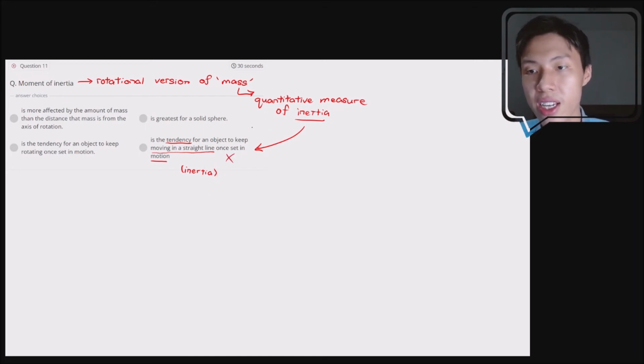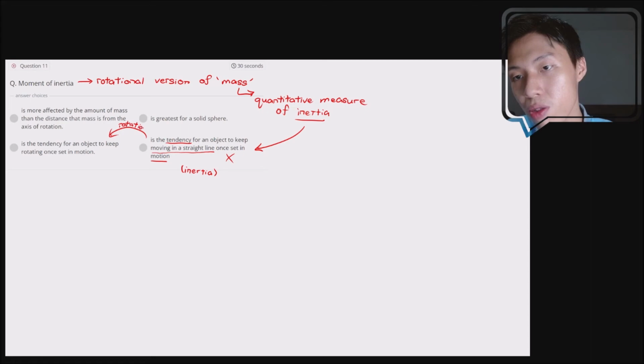Next, we know that it's the rotational version of mass. So technically, it's the rotational version of the quantitative measure of inertia. You have to change this statement to a rotational version, which means it's the tendency for an object to keep rotating once set in motion. So this is the rotational version.